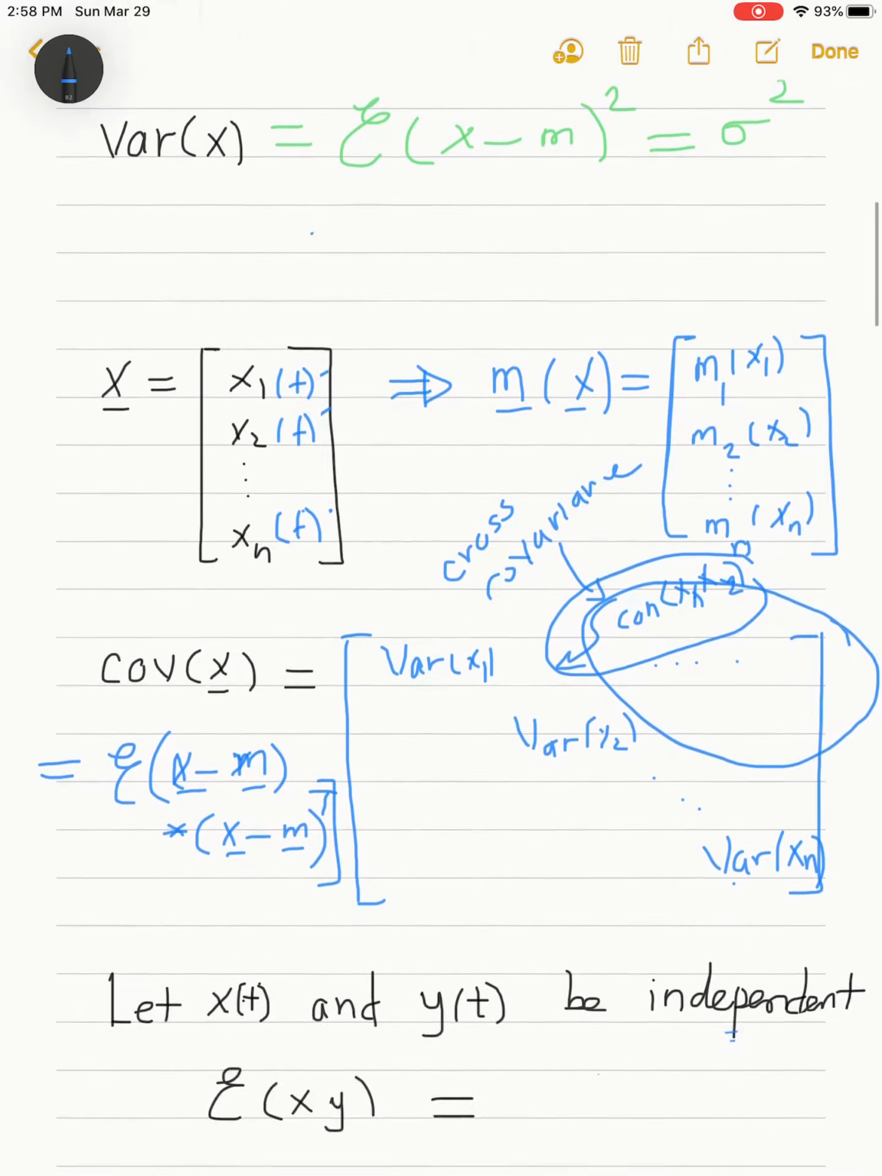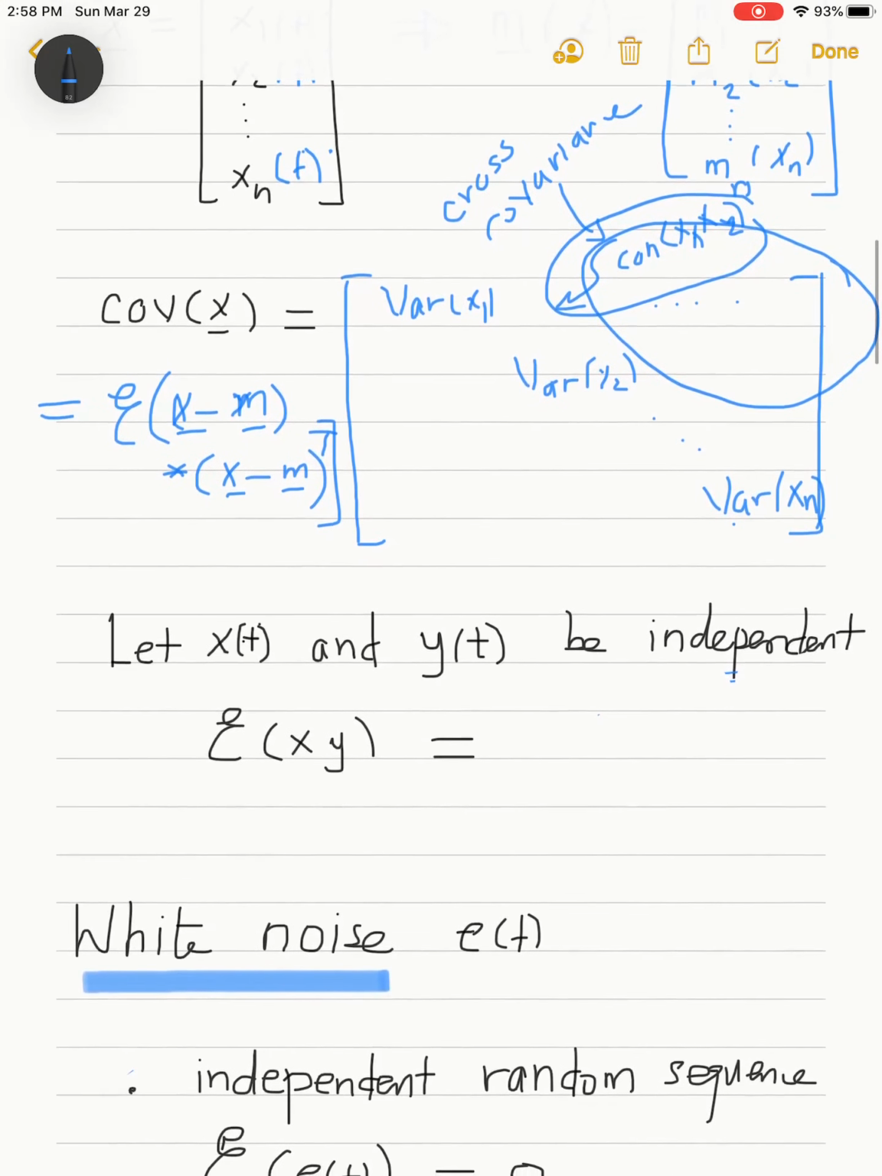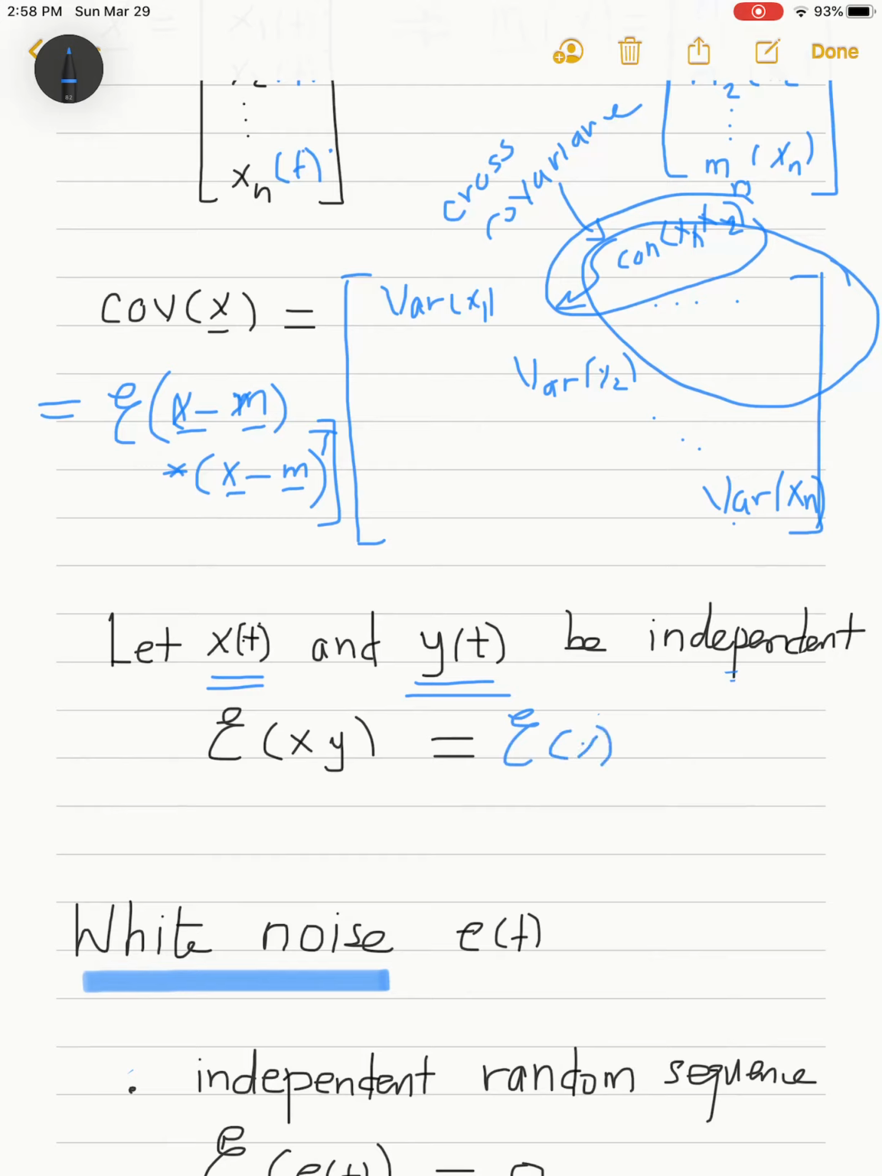If we have two signals x and y, and we assume these two signals to be independent, the expected value of their product would be the expected value of x times the expected value of y. And in that case, if one of these two signals has zero mean, then the expected value of their product would be just zero, and that will happen in our analysis of the least square estimator, as we will see later on.